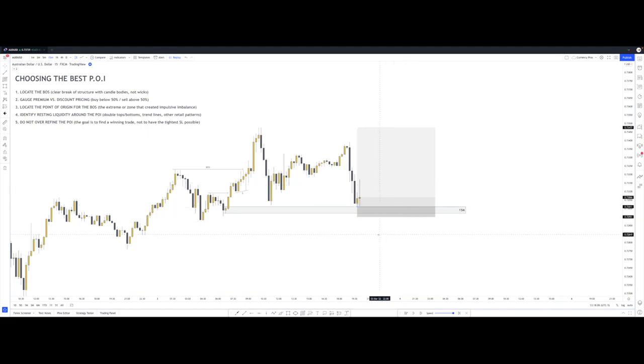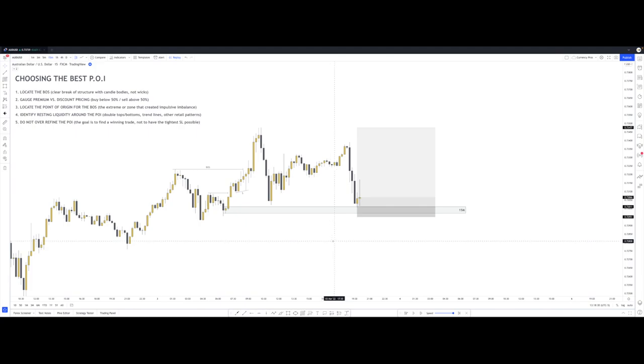So as you can see, it's really all about patience. There was still imbalance between this area here, where the wick came down here, and our point of interest here. There was imbalance that was created by this impulsive candle. So it would make sense for price to eventually mitigate that area. Now the key word there was eventually. It does not have to happen right away. You have to be very patient for these things.